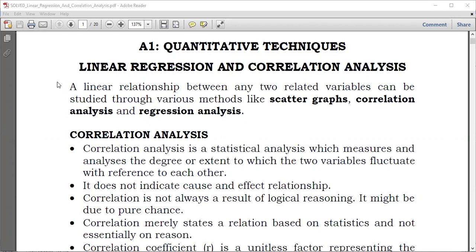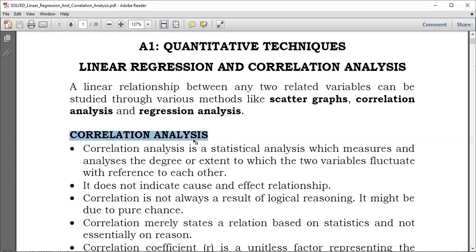Welcome to the Quantitative Techniques, or Quantitative Methods, lesson. Today's session is on linear regression and correlation analysis. Of course, we'll start with correlation analysis. We'll be dealing with linear regression and correlation analysis, so we'll take a look at several things like scatter graphs, correlation analysis, as well as regression itself. So what is correlation?